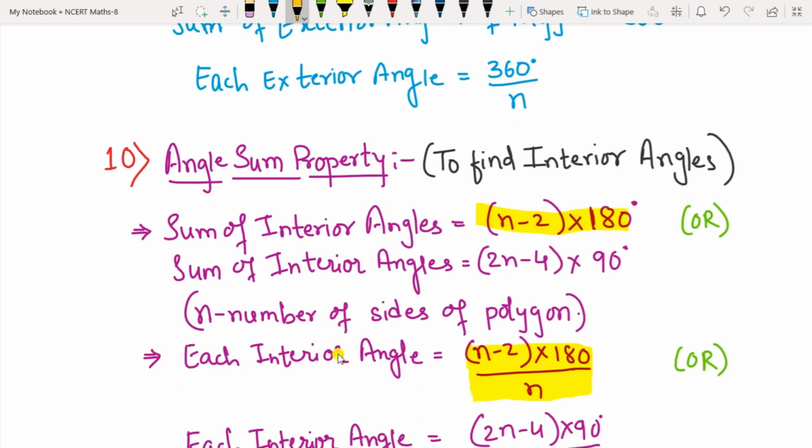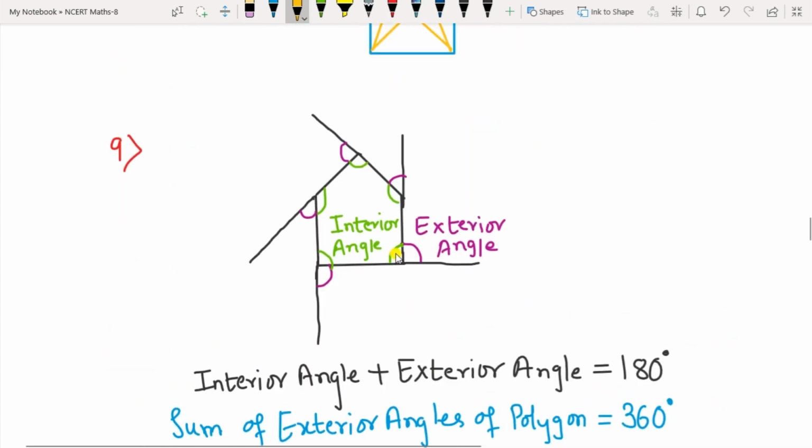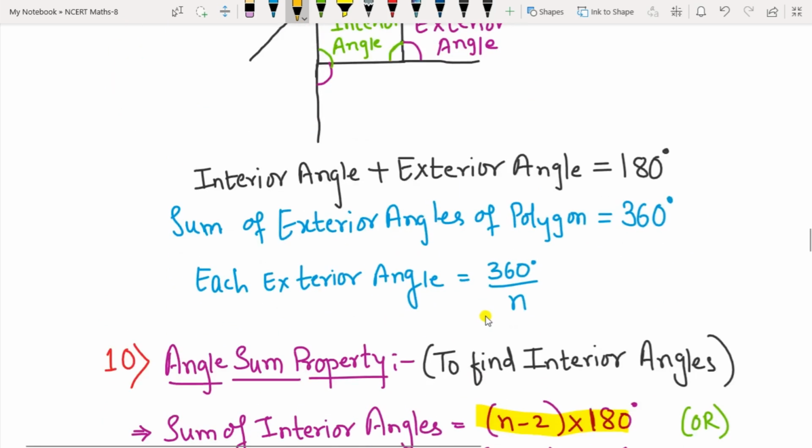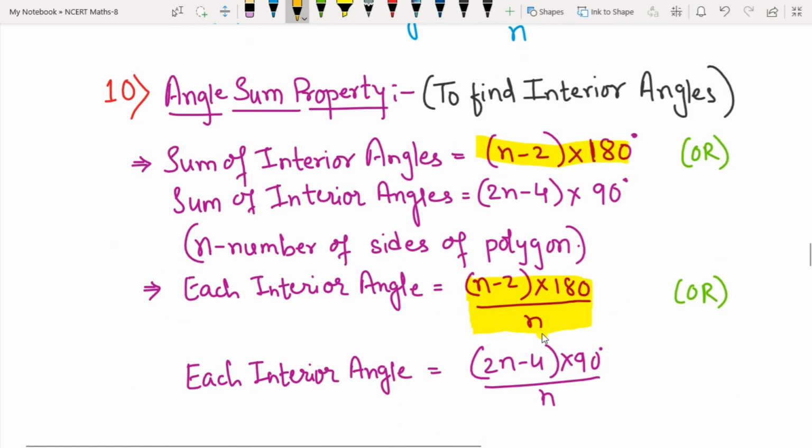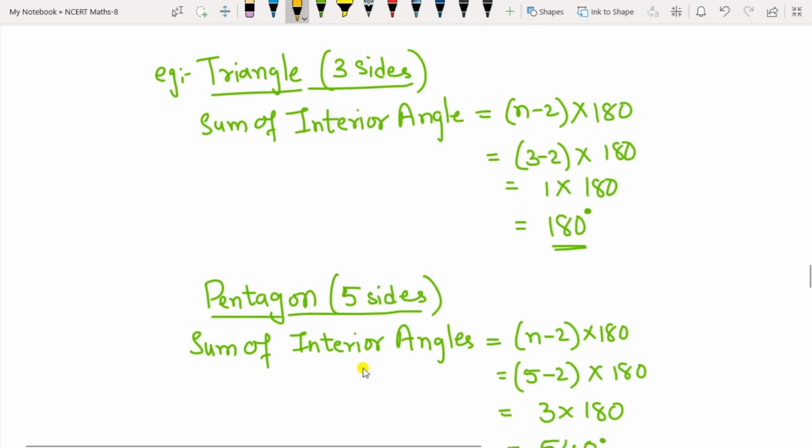If you want to find each interior angle, that means only one interior angle, then divide this sum of interior angles by n. So that becomes each interior angle, or (2n minus 4) into 90 by n. Okay. So this way you can get each interior angle. So I have shown here by taking two sides.